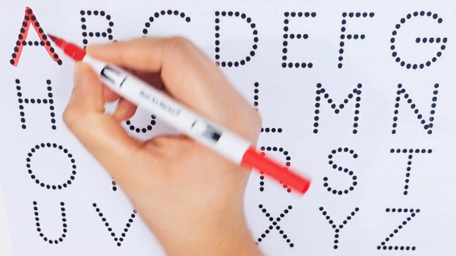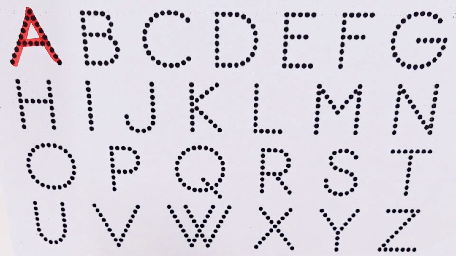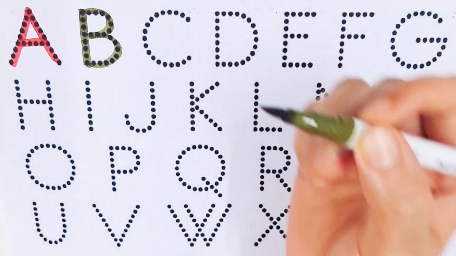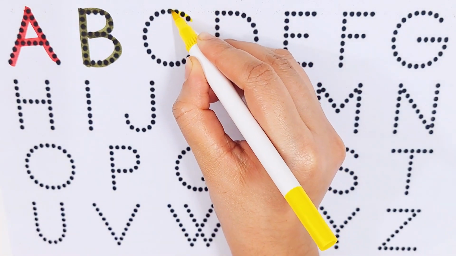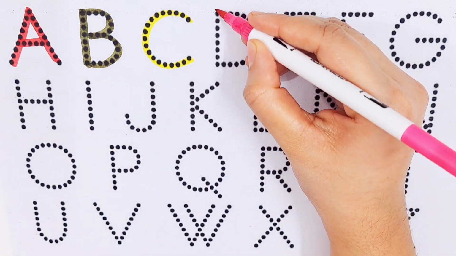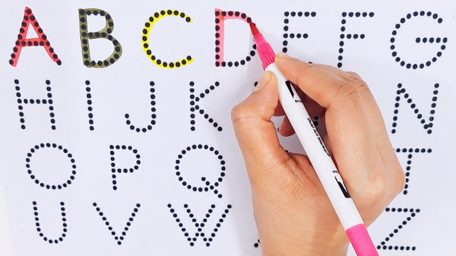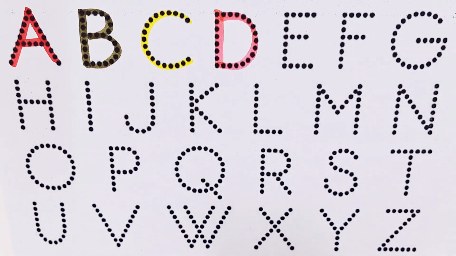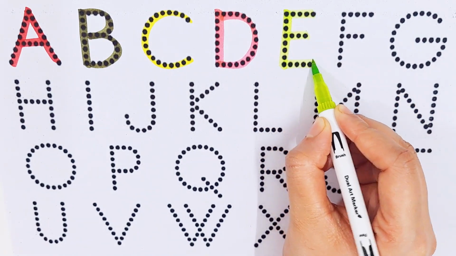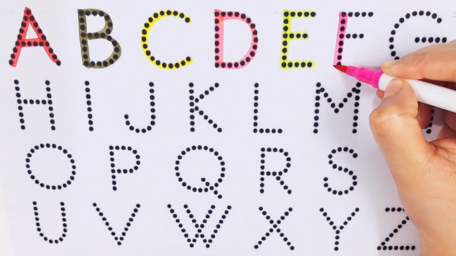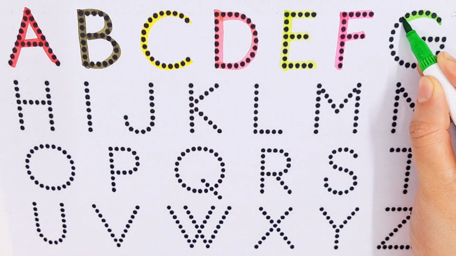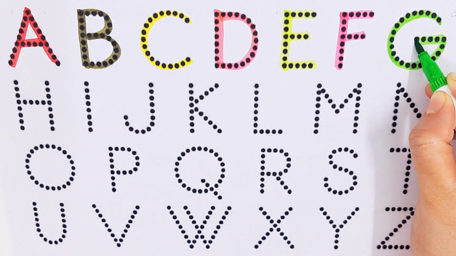A for arrow. B for box. C for chocolate. D for duck. E for ear. F for flowers. G for goat.